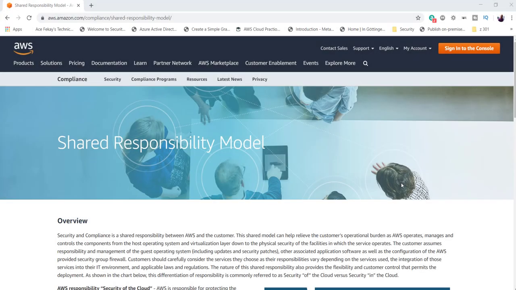The shared responsibility model is a very important concept. It helps us understand who's responsible for what. Now, this is important because we as customers are hosting infrastructure with Amazon Web Services. So, the virtual machine that we own is hosted on the physical server that is owned and maintained by Amazon.